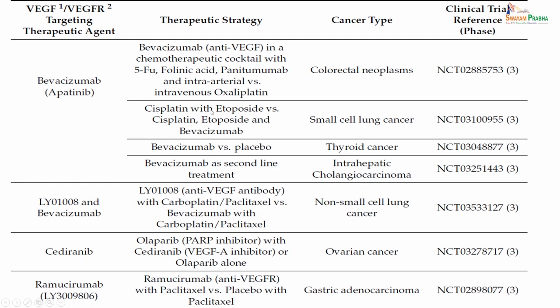Similarly, cisplatin with etoposide versus cisplatin, etoposide and bevacizumab. This combination has been studied in small cell lung cancer. Bevacizumab versus placebo in thyroid. Bevacizumab as a second line treatment in intrahepatic cholangiocarcinoma has been done. Bevacizumab along with another anti-VEGF antibody LY01008 with carboplatin and paclitaxel versus bevacizumab with carboplatin and paclitaxel.